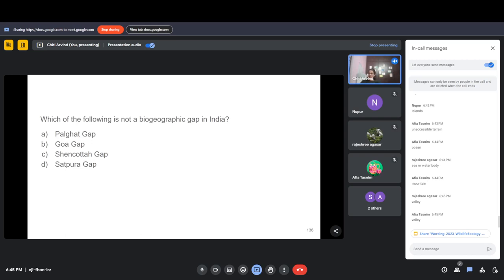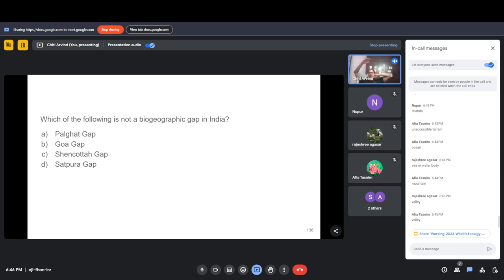Valleys, correct? Right. So when you talk about biogeographic barriers in southern India, you have several of them, especially across the Western Ghats. And in these biogeographic barriers, you find the Palghat Gap, the Goa Gap and the Shenkota Gap. The Satpura Gap does not exist at all. So the Palghat Gap lies across Kerala and Tamil Nadu, where you find this huge gap going in between, separating two island body systems, and this is known as the Palghat Gap.